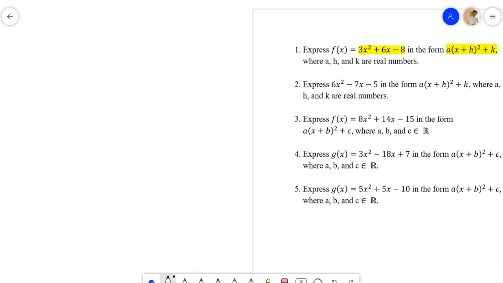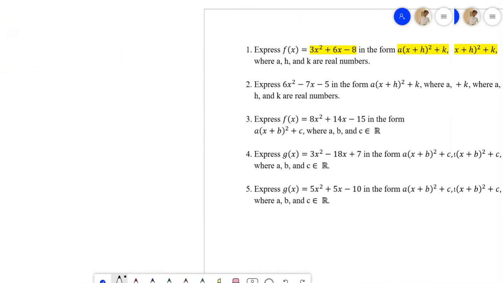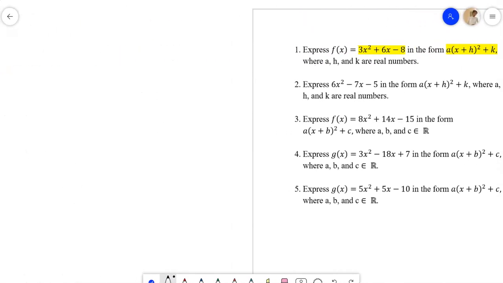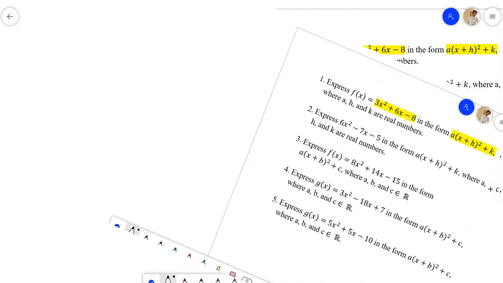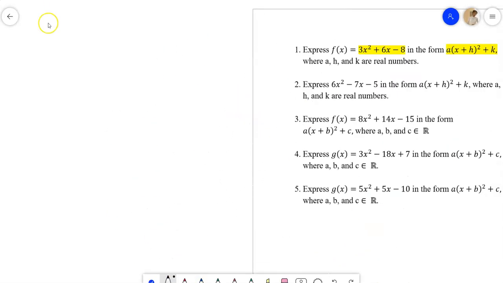Express 6x squared minus 7x minus 5 in the form a(x + h) squared + k, where a, h, and k are real numbers. And as we said before, a is going to be a number, h is going to be a number, and k is going to be an actual number when we're finished working the question. The only letter that we will have is the x. Alright, so let us write the question.